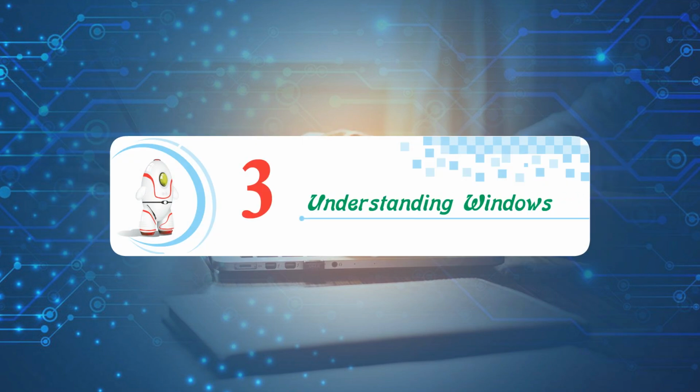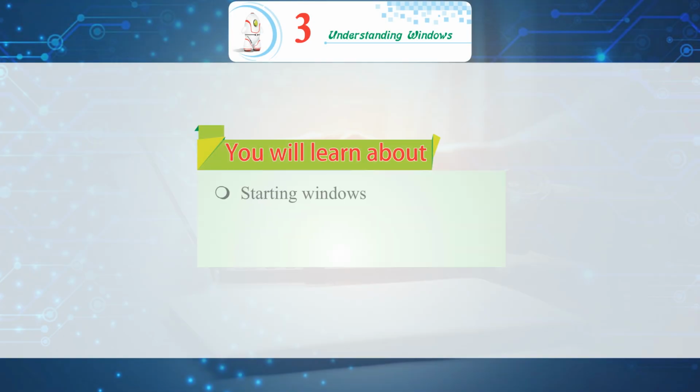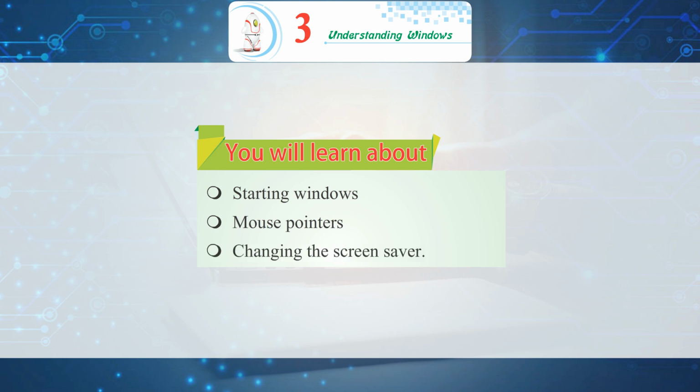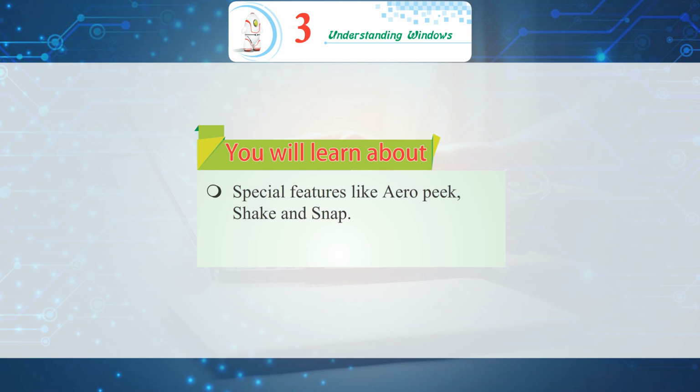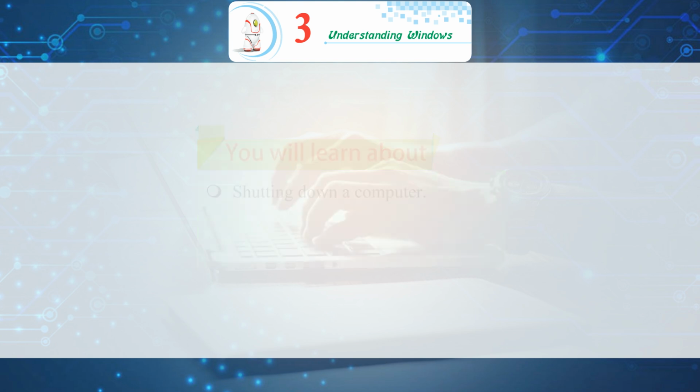Chapter 3: Understanding Windows. You will learn about starting windows, mouse pointers, changing the screensaver, special features like Aero Peek, Shake and Snap, locking the system, and shutting down a computer.